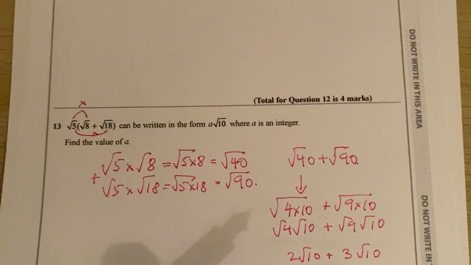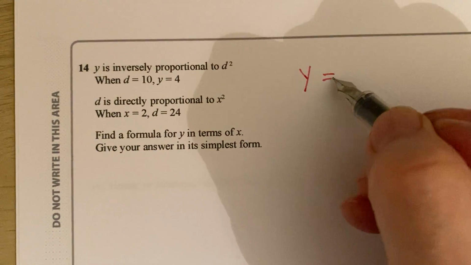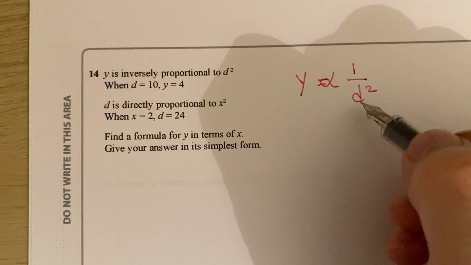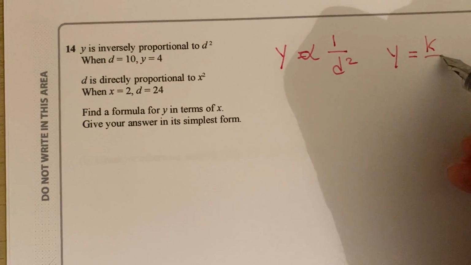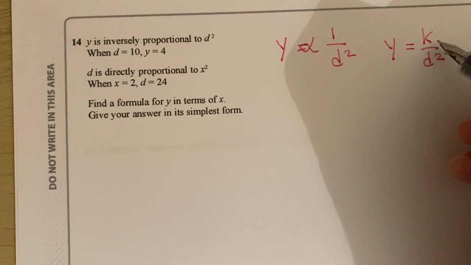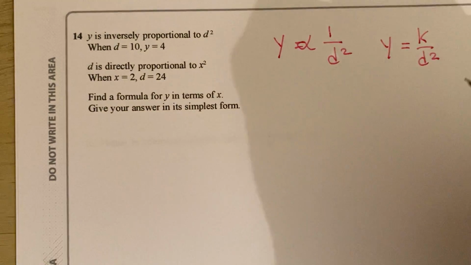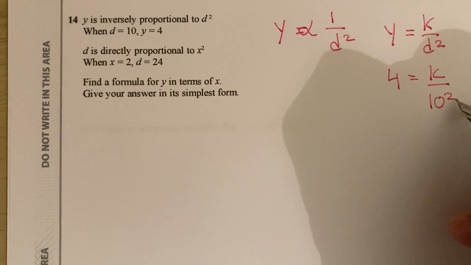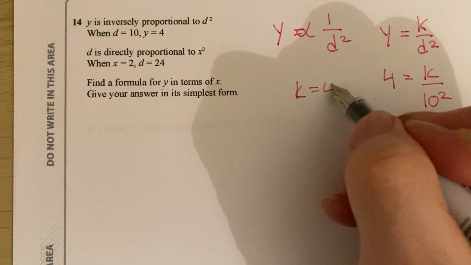Nice question. Okay, question 14. Now, y is inversely proportional, so you can write it like this as well. That's a fun symbol they use, which means y equals an unknown value, let's call it k, over d squared. Often you have to find a value of k, and they'll give you a value. When d is 10, y is 4. Good. 10 squared is 100 times 4 is 400, so k equals 400.